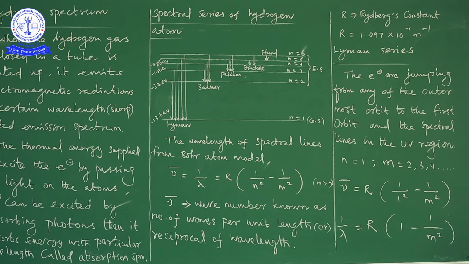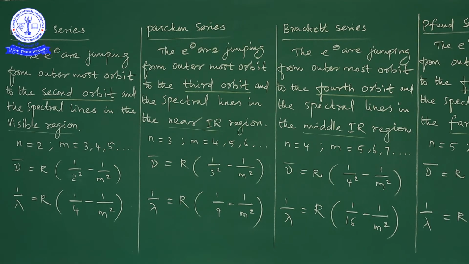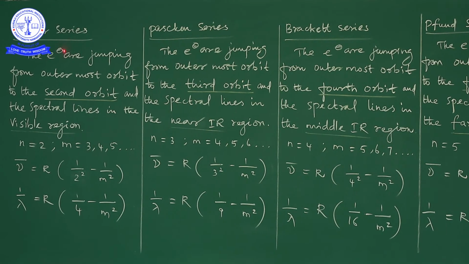Now the Balmer series. This is the second series of the spectral series of the hydrogen atom. In the second series, the electrons jump from an outer orbit to the second orbit.